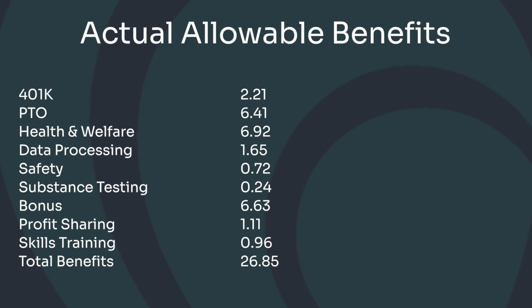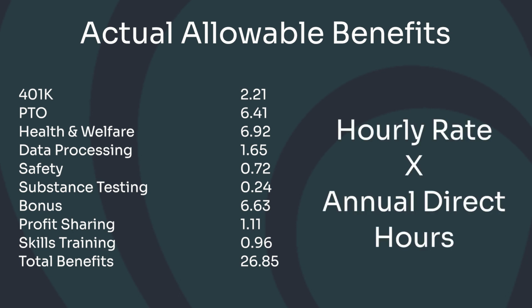If you want to check any of these benefit costs for reasonableness, take the hourly rate and multiply it by the annual direct hours figure that you're working with, and use your judgment to determine if you think this number looks appropriate. If you see anything that looks unreasonably high, you should talk to your contractor about how they arrived at this number and request the backup that supports their calculation.